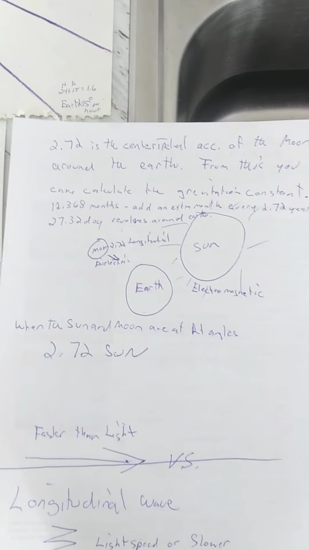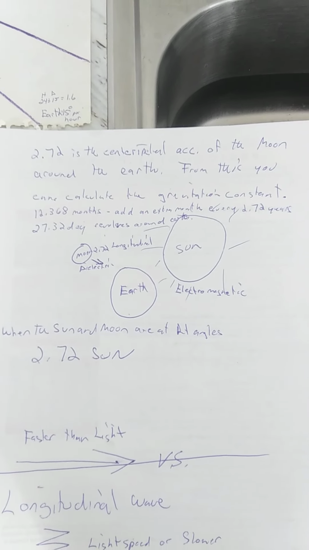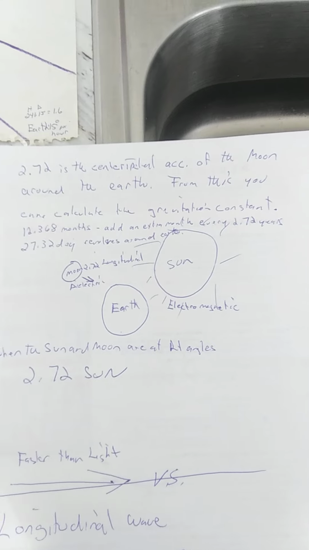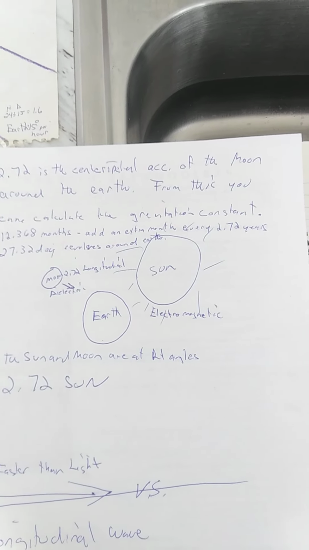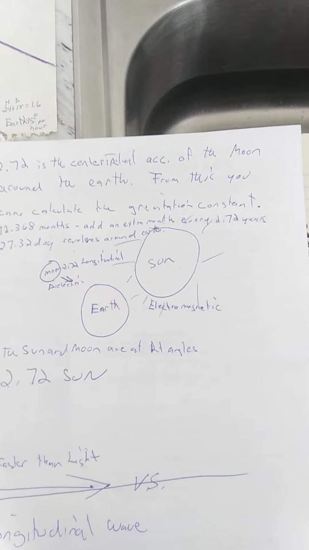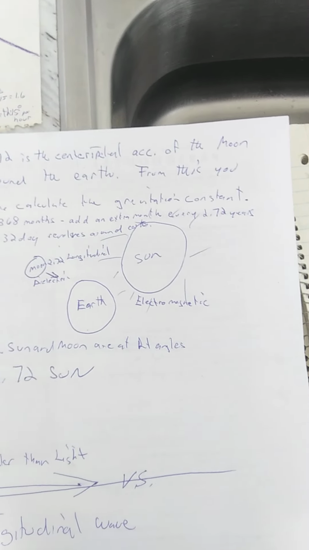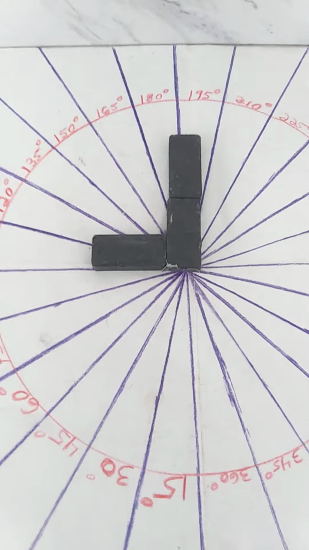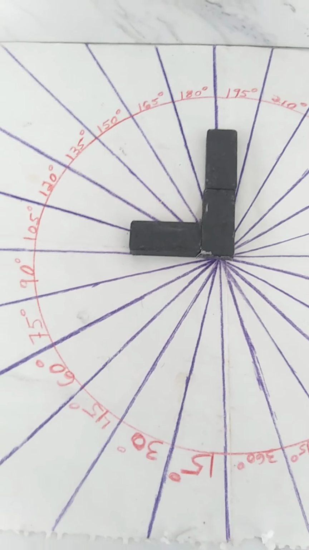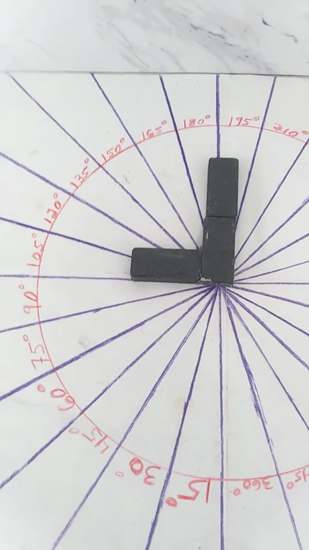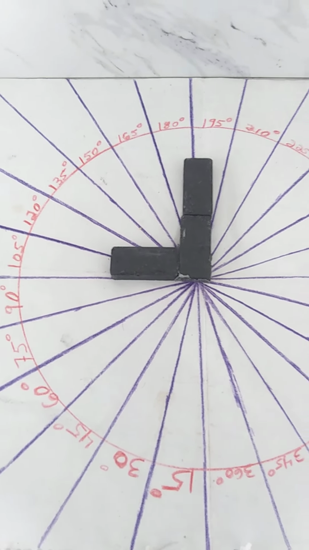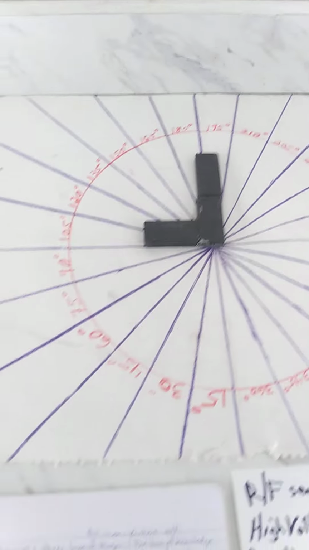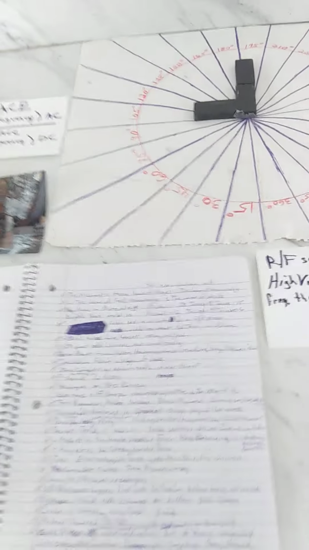This other thing to keep in mind too is this number here, the 2.72, or the megalithic yard. What it is, it's really the centripetal acceleration of the moon around the Earth. From this you can calculate the gravitational constant. Okay, so like I said, there's this whole deal with the planets and how they line up, because everything is floating in the same energy. Okay, so let's get on to the flywheel.